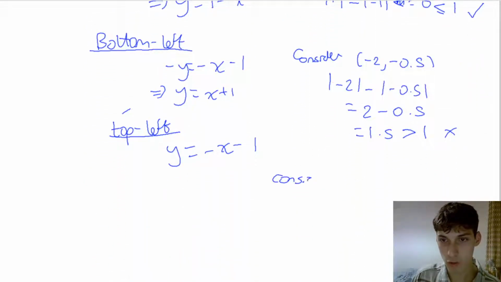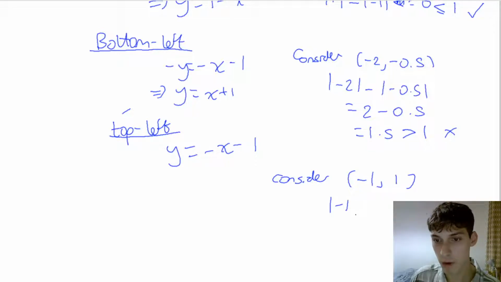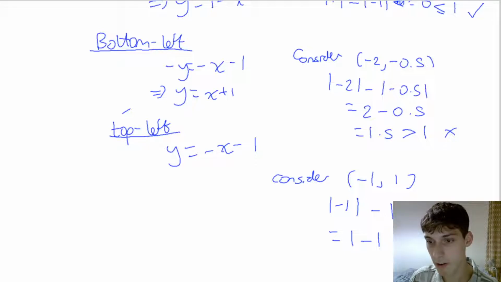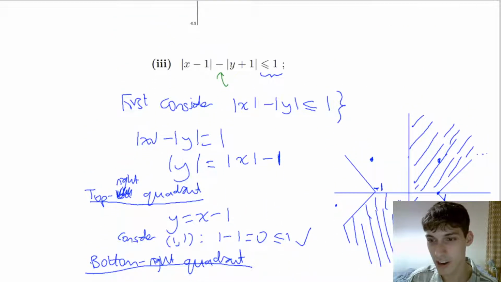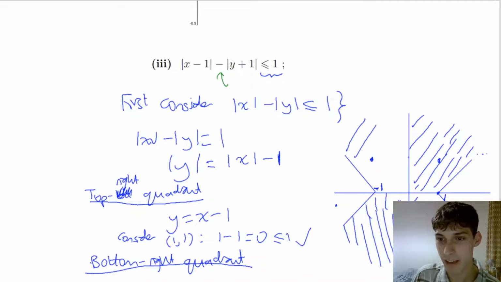For the top left quadrant, consider (-1, 1). We get the modulus of -1 minus the modulus of 1, which is 1 minus 1, equal to 0, which is less than or equal to 1. So it satisfies the inequality. That leaves us with the last shaded bit like that.